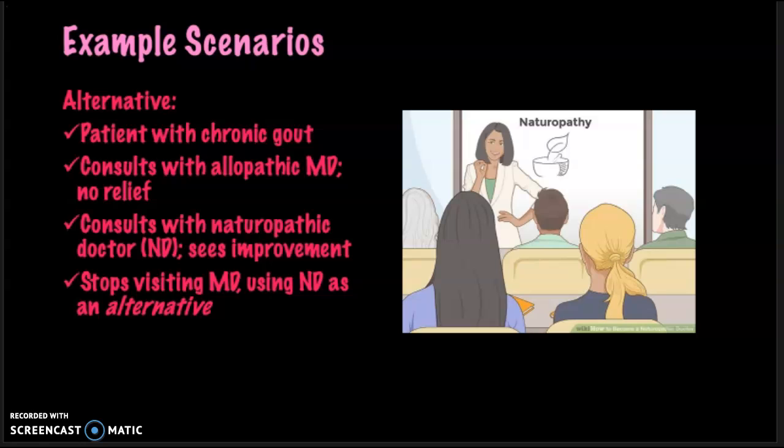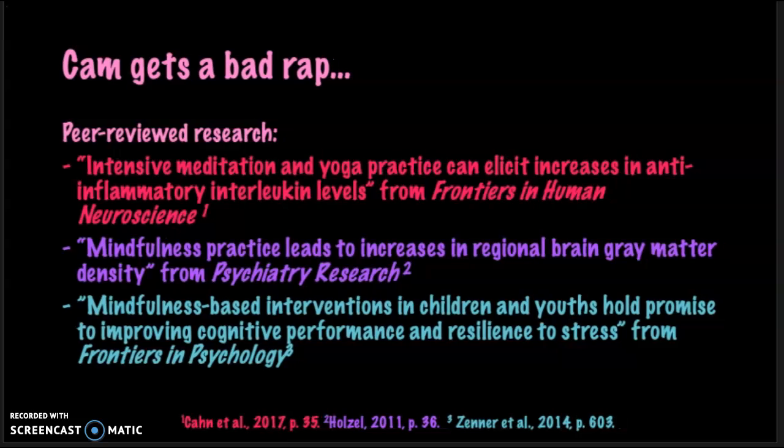Another patient with gout meets with several specialists. After expensive tests and prescription medications, he still feels a lot of pain in his joints. He decides to meet with a naturopathic doctor who gives him nutritional advice and a supplement to decrease uric acid buildup. After feeling some relief, the man decides to stop seeing his MD entirely. This is alternative medicine.